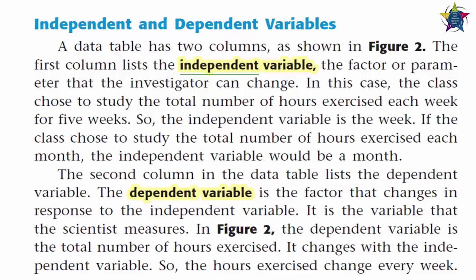The second column in the data table lists the dependent variable. The dependent variable is the factor that changes in response to the independent variable. It is the variable that the scientist measures. In Figure 2, the dependent variable is the total number of hours exercised. It changes with the independent variable. So, the hours exercised change every week.